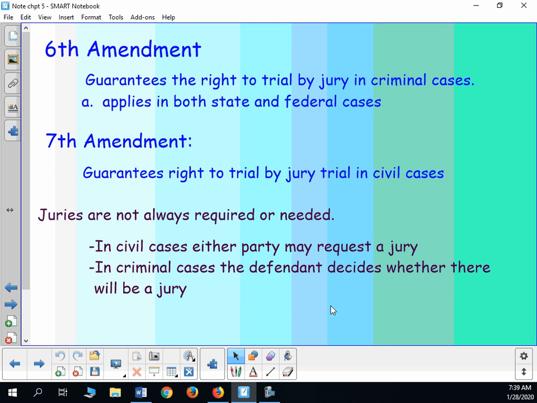Okay, so juries are not always required or needed. In a civil case, either party may request a jury. In a criminal case, the defendant decides whether there will be a jury. So if you remember, civil cases are all about issues between individuals or groups. In a criminal case, it's the government against a particular person or persons, the defendants, and the defendant gets to decide whether a jury will be needed or not. If they choose not to have a jury, then the judge makes the decision.